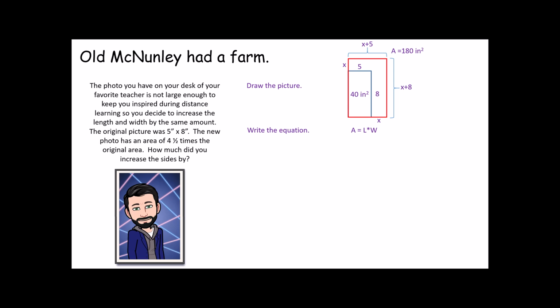We know the area is length times width. All we need to do is plug in the values. Remember, we're looking for the new length and the new width. That's the x plus 5 and the x plus 8. We also are working with the new area. So I just plug those values in. I think I switched my length and width here. The length would have been x plus 8 and the width would have been x plus 5. But here again, it doesn't make a difference because of the commutative property.